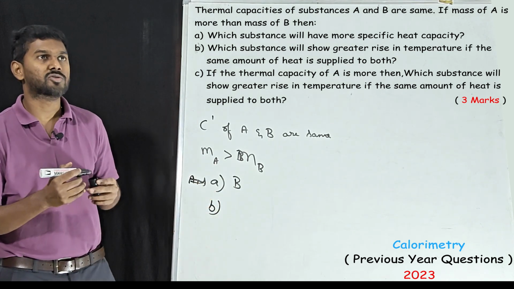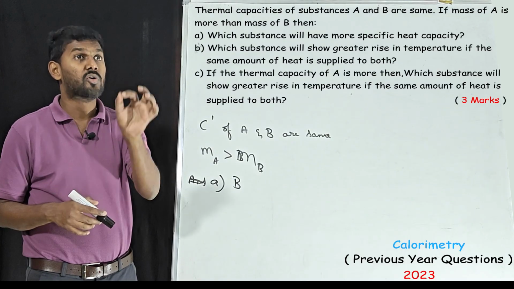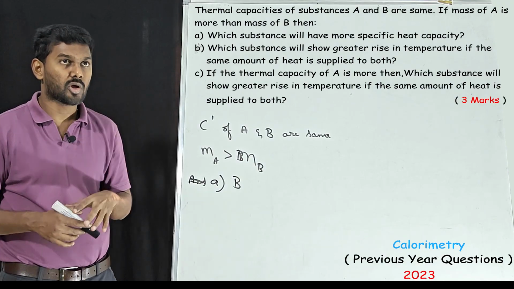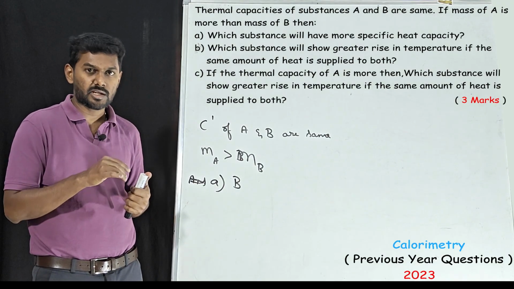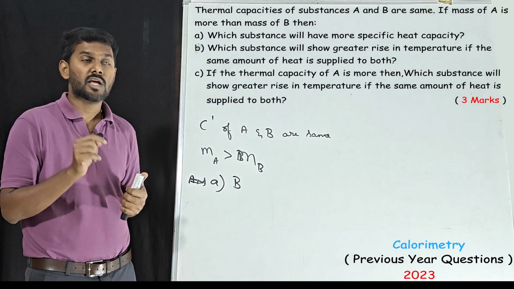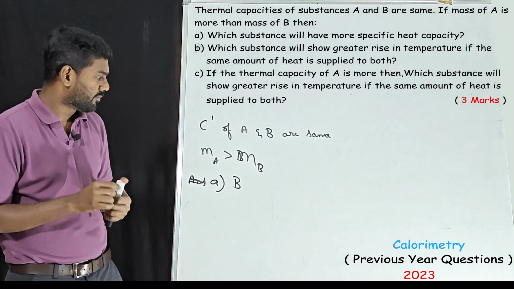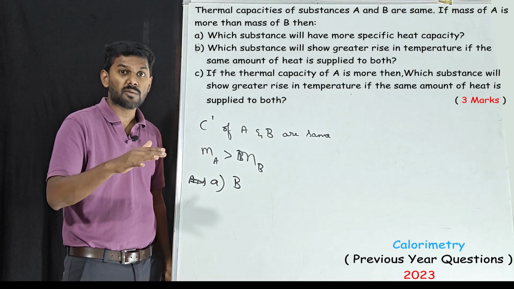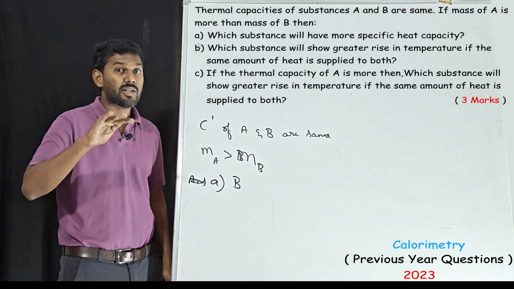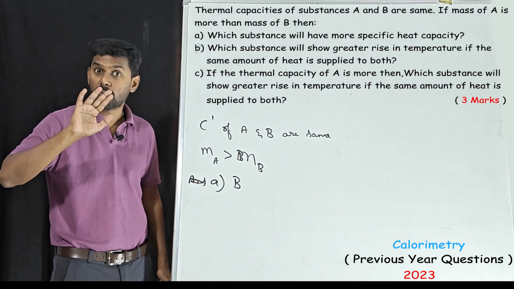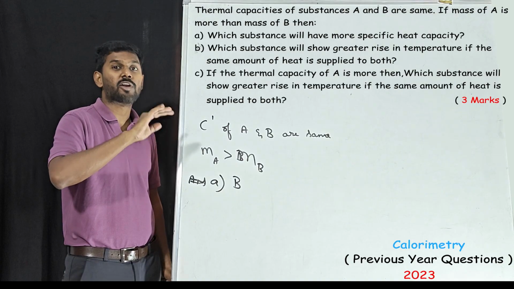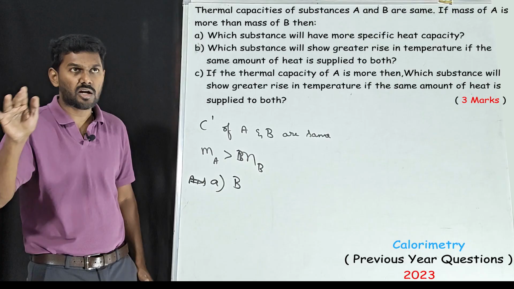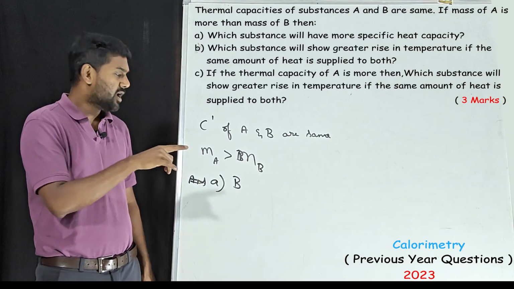Now we'll go for the second question. Which substance will show greater rise in temperature if the same amount of heat is supplied to both? Now they are supplying the same amount of heat to both the objects. Which will show greater rise in temperature? See, when it comes to specific heat capacity, we know it sometimes depends upon mass and sometimes it does not. When both are made of the same material, it does not depend upon mass. And if they are made of different materials, then it is inversely proportional to mass. So in this question it is not mentioned both are of the same material, so it is inversely proportional.